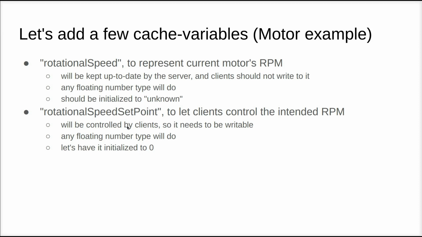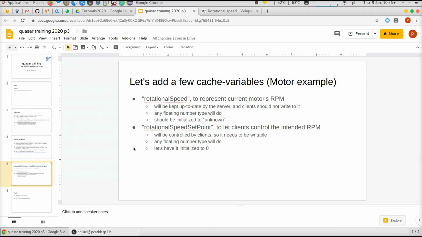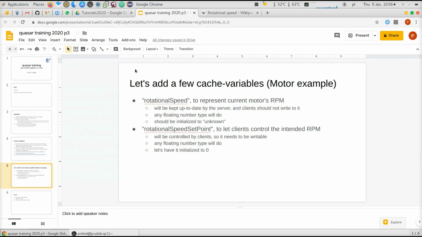So it needs to be writable because it will be controlled by clients. Again, any floating number should do, at least for the moment. And I'd like that whenever I start my server, the initial value would be 0. Those are my wishes. Now let's put that information into our server.